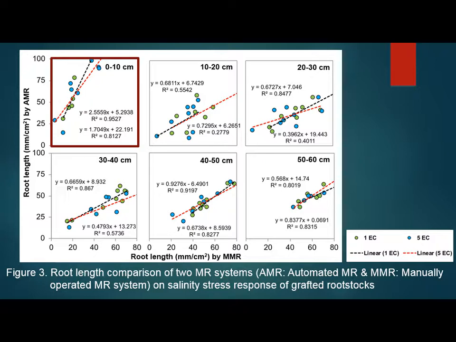This is because of the more root length observed in the top layer by using the AMR system. This is because of the bigger picture, even though the data were normalized to unit centimeter square.